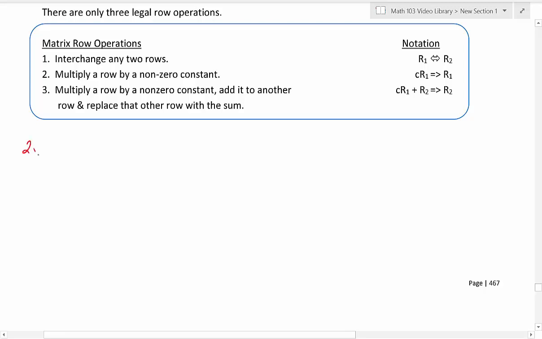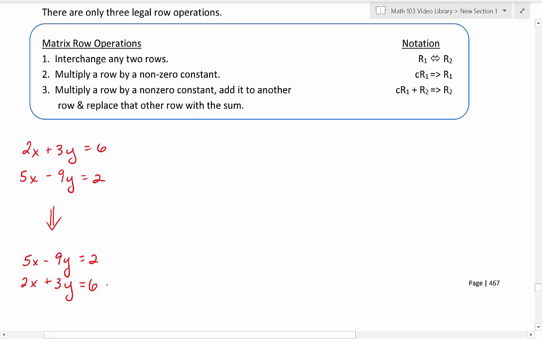So say we were solving the system 2x plus 3y equals 6, 5x minus 9y equals 2. If I wanted to, for whatever reason, I could flip-flop the order and I could put the second equation on top and the first equation on bottom and then solve using the addition method that way. So that's just what our first row operation says, that you can simply interchange 2 rows since each row represents an equation in our system of equations.